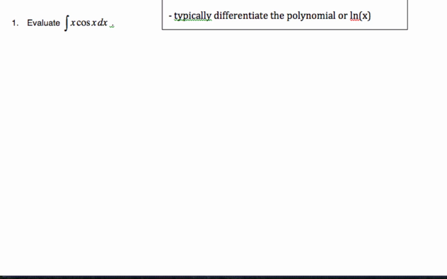So let's do an example here. When I'm going to choose my u and v, typically I want to differentiate either the polynomial or ln x. And those are just a rough guideline. Of course, there are rules that break this, but whenever I see the polynomial or ln x, that's the one that I'm going to choose to differentiate. So let's consider this example here. I have the integral of x cosine x. These two are multiplied, and so I'm going to let my polynomial, which is x, be my u. So u is equal to x. And I'm going to let my dv equal cosine x dx.